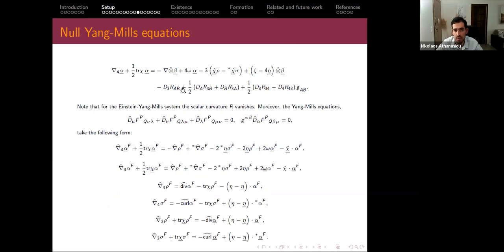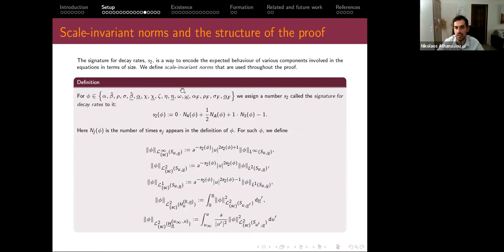Something that I want to stress, and it is very important in the current setting, is the notion of scale invariant norms and how we use them to structure the proof. We make use of the signature for decay rates s_2, which was first introduced by Xinliang An in his thesis, and later understood to also be important in trapped surface formation results along different regions. The signature for decay rates s_2 is a way to encode the expected behavior of various components involved in the equations in terms of size.